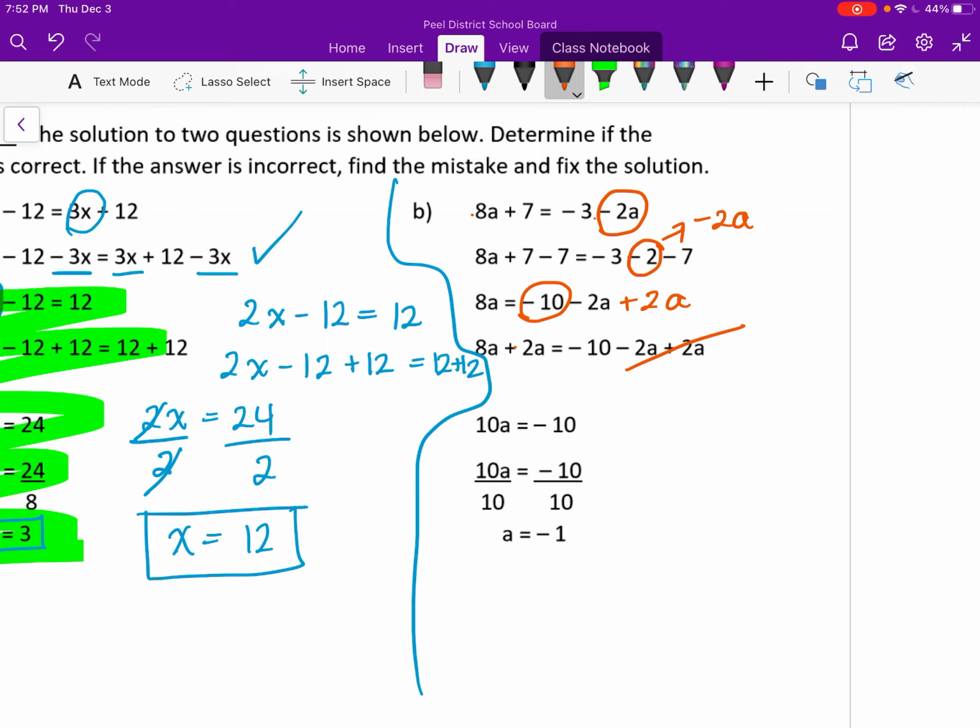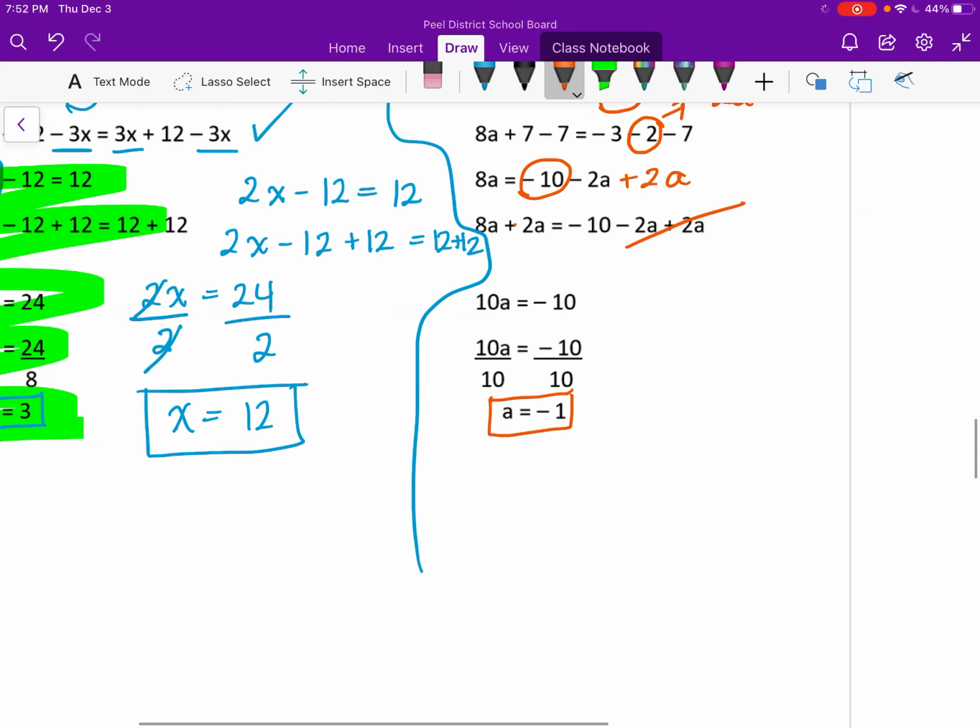8 plus 2 is equal to 10, equals minus 10. 10 divided by 10, because you want to get rid of that 10a there. And then it's negative 10 divided by 10, so a is equal to negative 1.